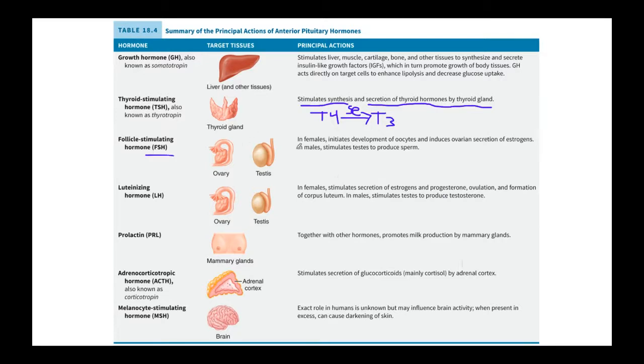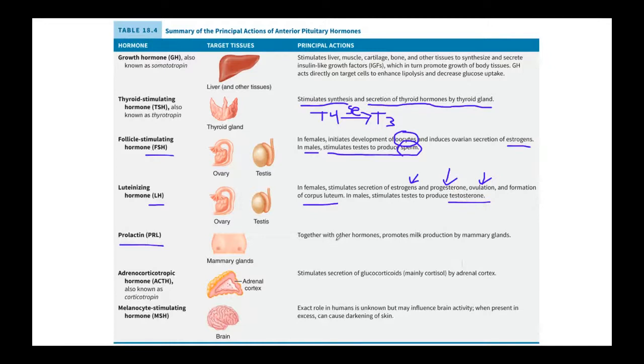FSH, follicular stimulating hormone. In females, it initiates the development of the oocyte, which is the egg, and induces ovarian secretion of estrogens. And in the male, it stimulates the testes to produce sperm. LH, in the female, it stimulates the secretion of estrogen, progesterone, ovulation, and the formation of the corpus luteum. In the male, it stimulates the testes to produce testosterone.